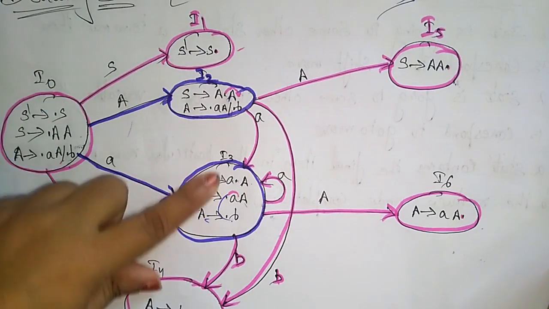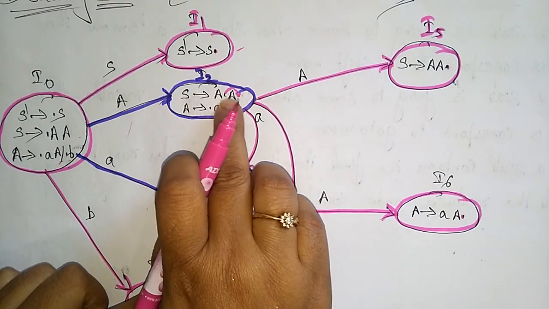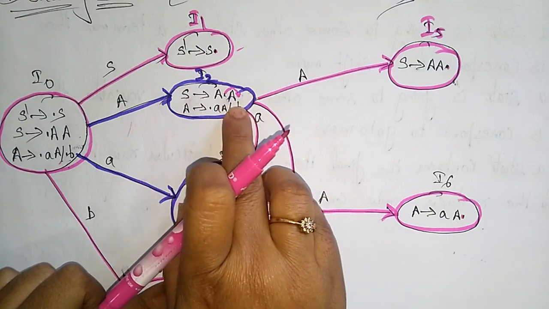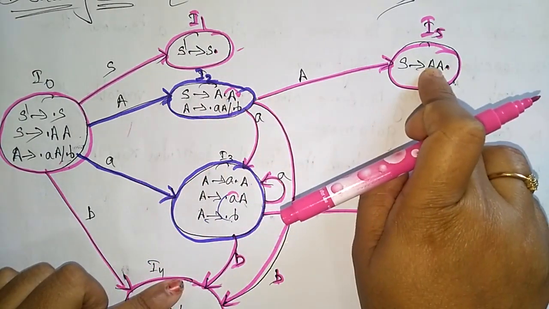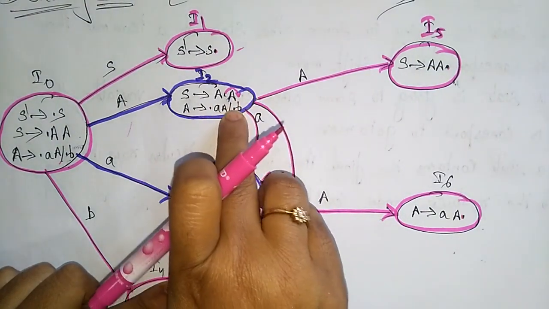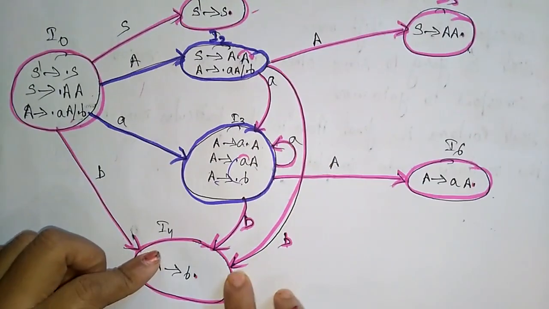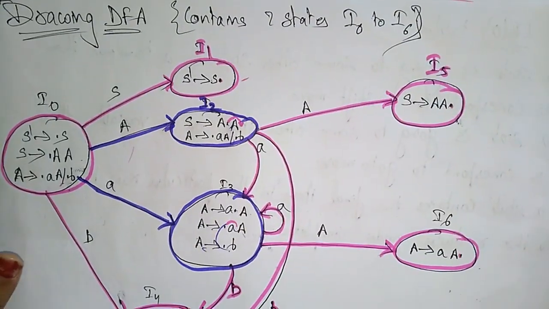For each and every state you need to check what inputs are present. After the dot, whatever element is present, that is an input. So after the dot, still A is there, so A becomes the input, and after the dot, small a is there, then a is the input. After the dot, small b is there, so small b is the input. Okay, so this is the data flow diagram.